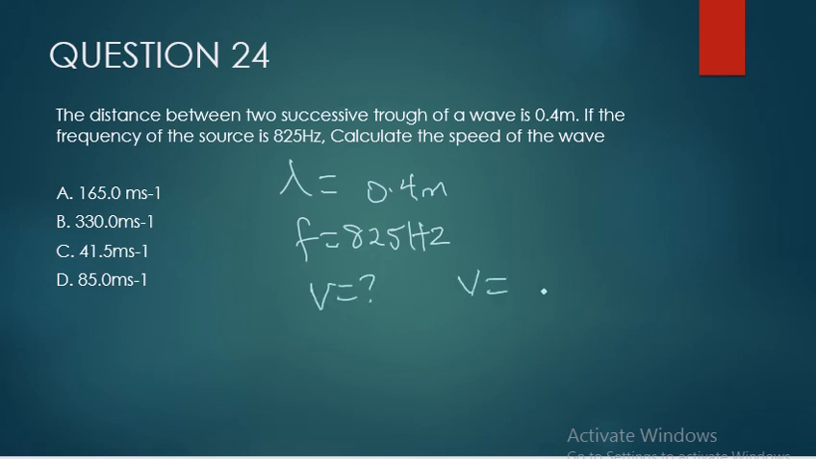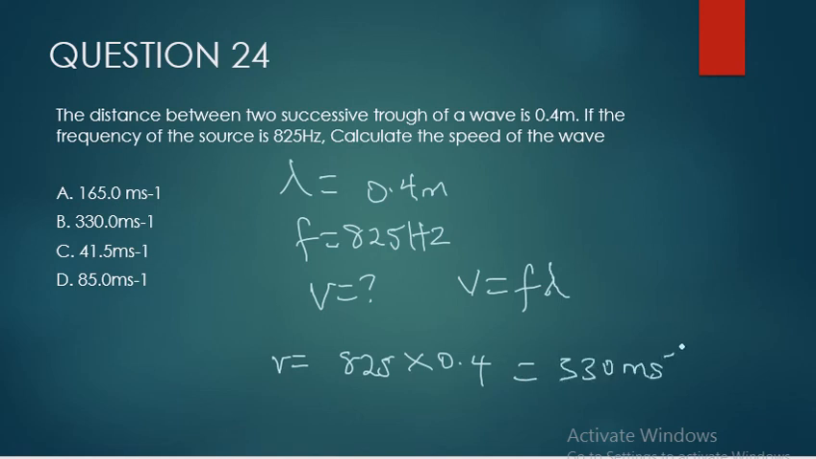Just come back to your formula, recall this, and the question is solved. So v equals 825 times 0.4, which equals 330. The unit for speed is meter per second. So that makes option B the right answer.